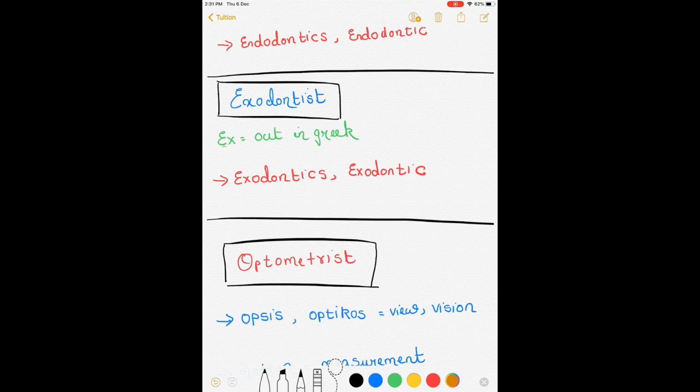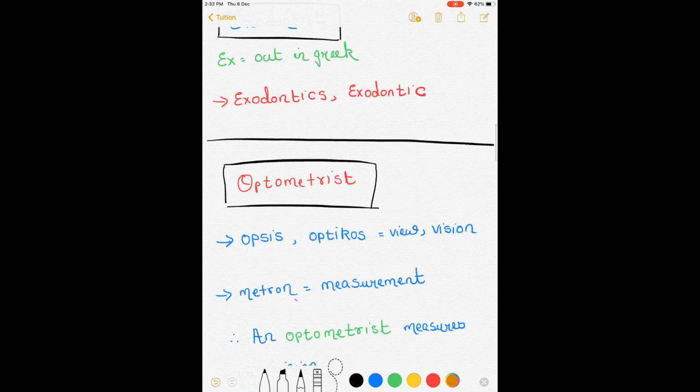Exodontics. Ex is out. So odontos means teeth. So what lies outside the teeth? The dentist that does your teeth whitening, teeth polishing, or works on the external periphery of the teeth is an exodontist.